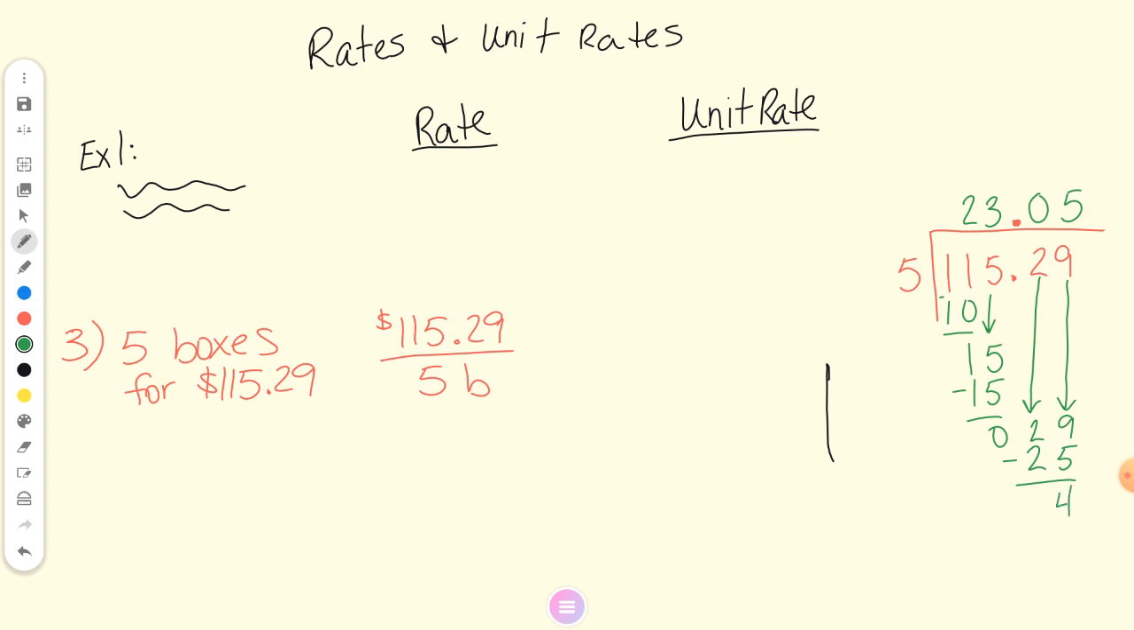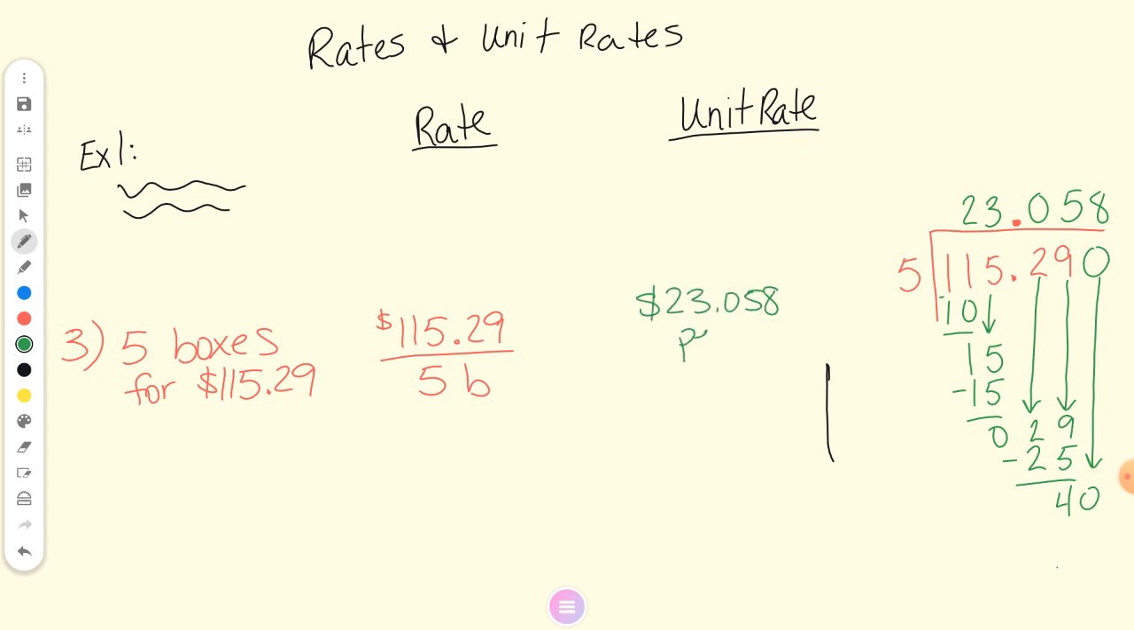No, because I still have leftovers. I need to go at least one more time. Add a 0, because I'm doing money, so I can add as many zeros as I need. And this one actually comes out even. How many times does 5 go into 40? 8 times.